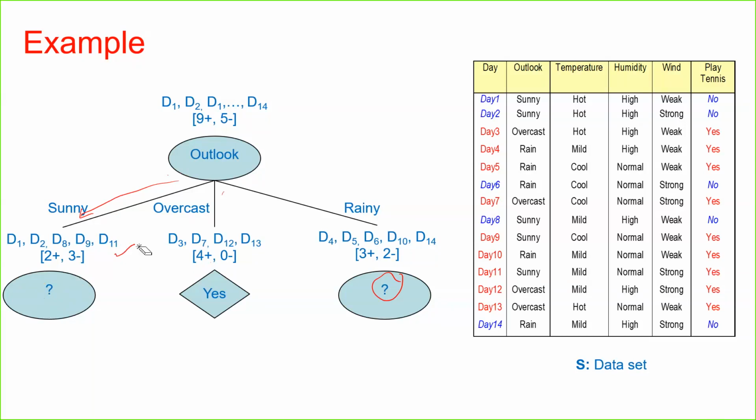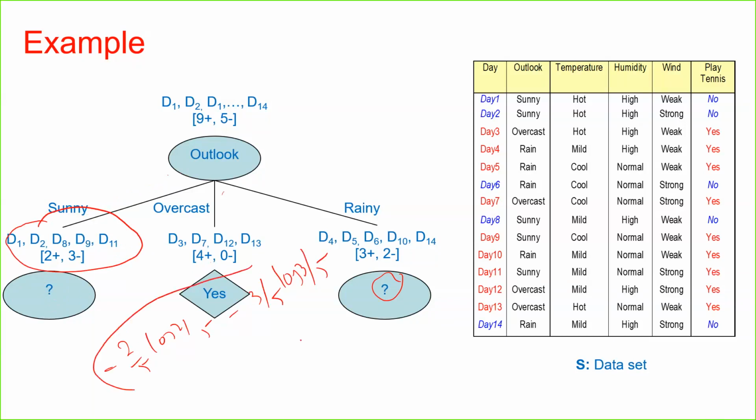So what is the entropy before splitting? You now take this as a data set and repeat the process. So what is the entropy before splitting? 2 positive, 3 negative. It means minus 2 by 5 log 2 by 5 minus 3 by 5 log 3 by 5. This is the entropy before splitting, right? You just take the sunny instances.